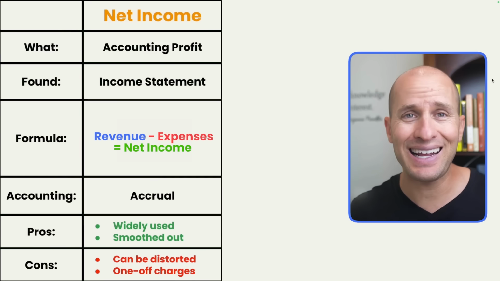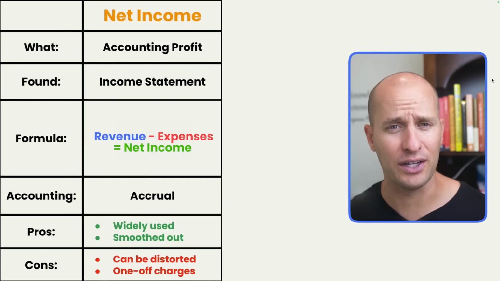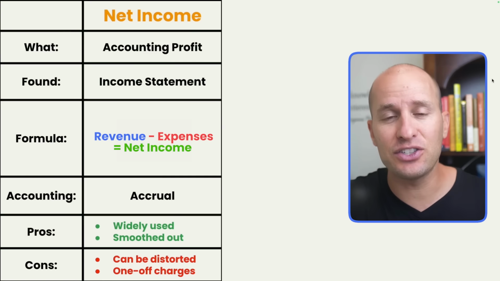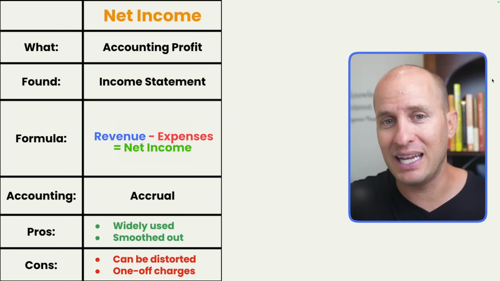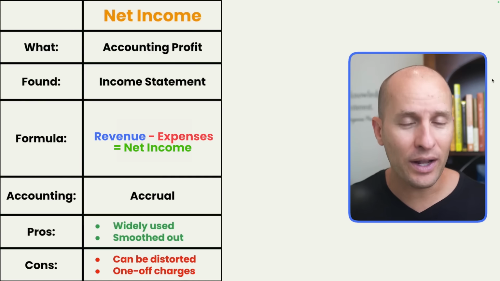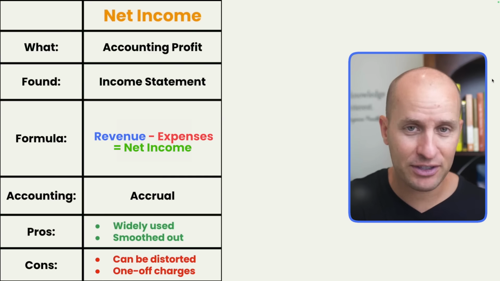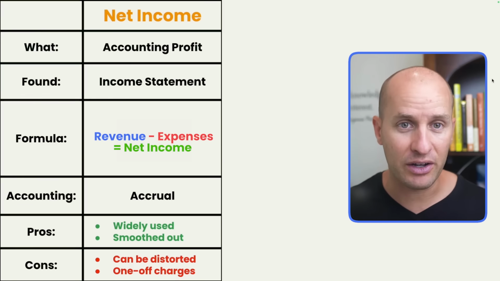Now, on the downside, net income certainly has its flaws. For one, because we're using accrual accounting, we can easily distort a company's profitability in either direction. In addition, one-time events can be included on a company's income statement, which can make its profits, revenue, or expenses temporarily look wildly off.